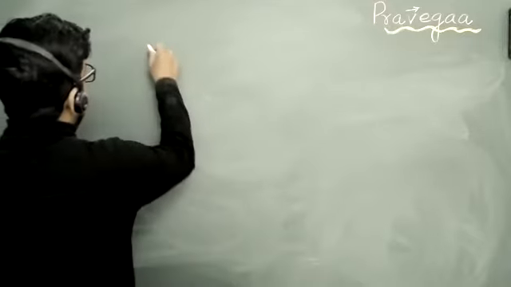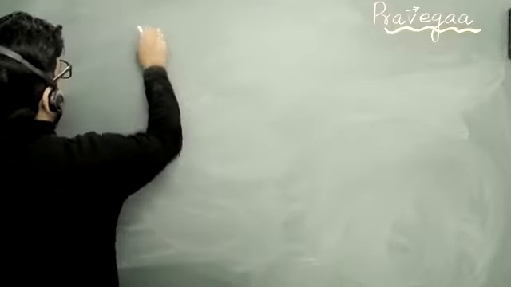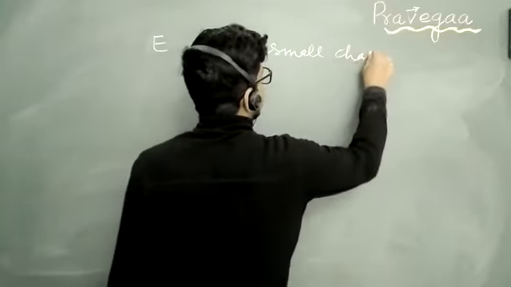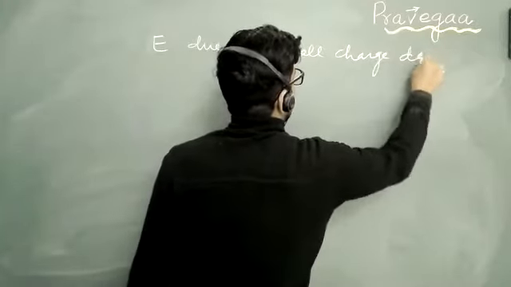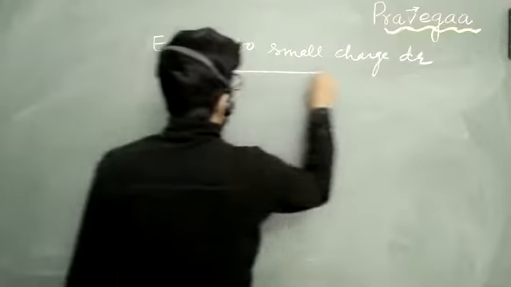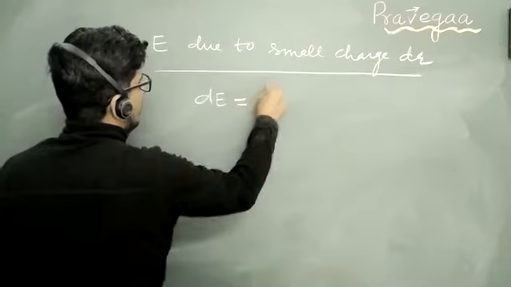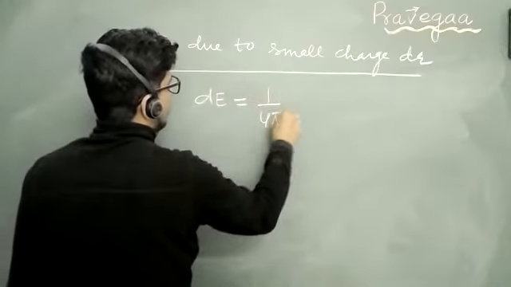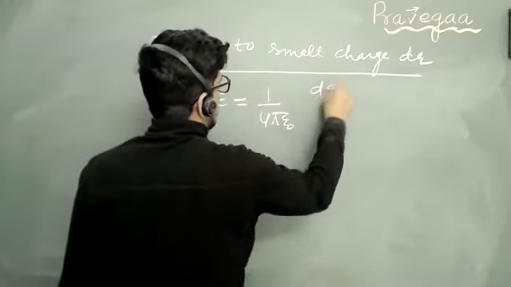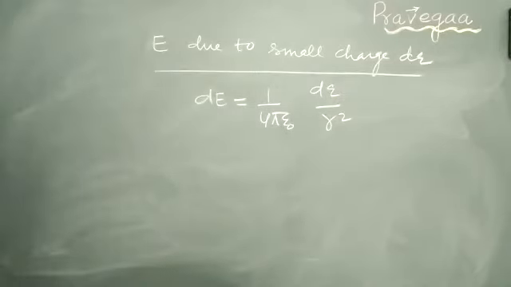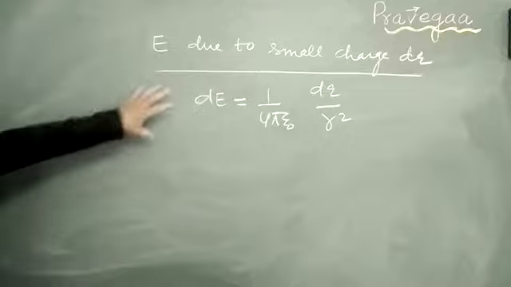And one thing I want to tell you, the field due to a small charge dq. What will be the field due to small charge dq? So the field will also be small and it will be 1 over 4 pi epsilon naught, small charge over distance square. Is this okay? Yes, sir. This you have to remember.